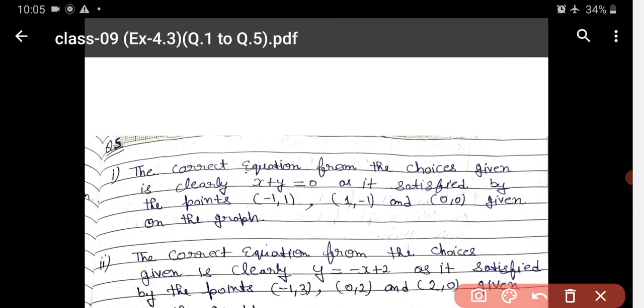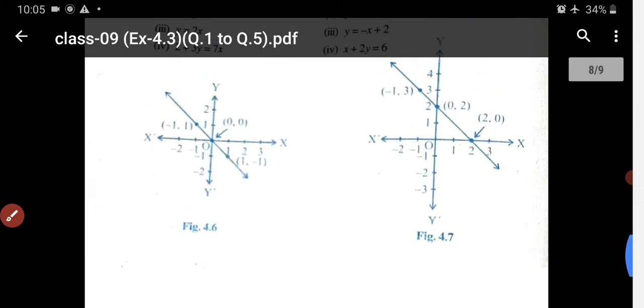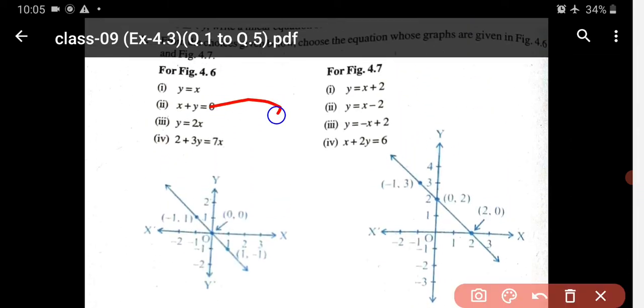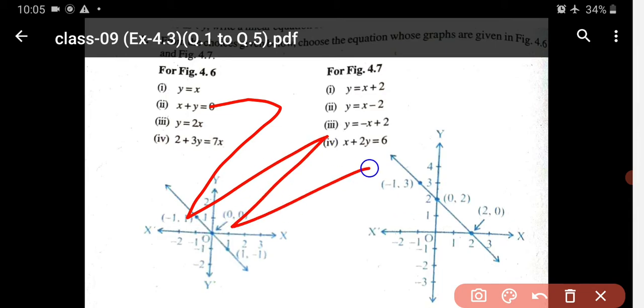So you have to write here, the correct equation from the choices given is clearly, what is the correct equation? x plus y is equal to 0. Why is it correct? As it is satisfied by the points minus 1 comma 1, 1 comma minus 1 and 0 comma 0. It means that this equation satisfies this point also, this point also, this point also. So this is the correct answer.